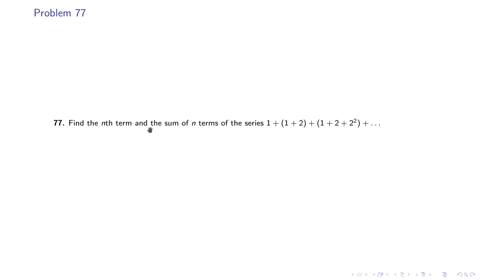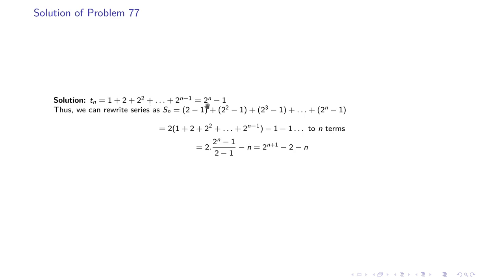Find the nth term and the sum of n terms of the series 1 plus 2 plus 2 square. We can solve this by writing the first term as 2 - 1, the second term as 2² - 1, the third term as 2³ - 1, and the nth term as 2^n - 1. Now we collect the terms involving 2s as one sum, and we collect all the minus 1s as another. That's how we arrive at the required solution. You can apply the geometric progression sum formula for this.